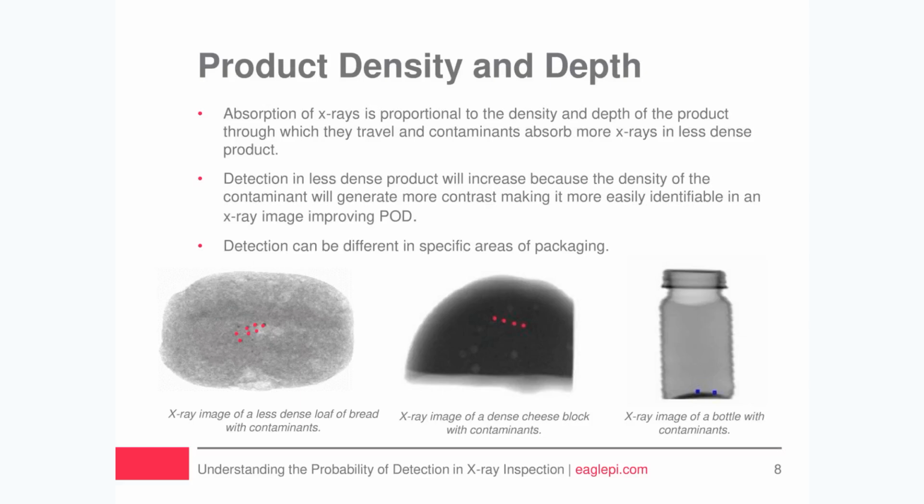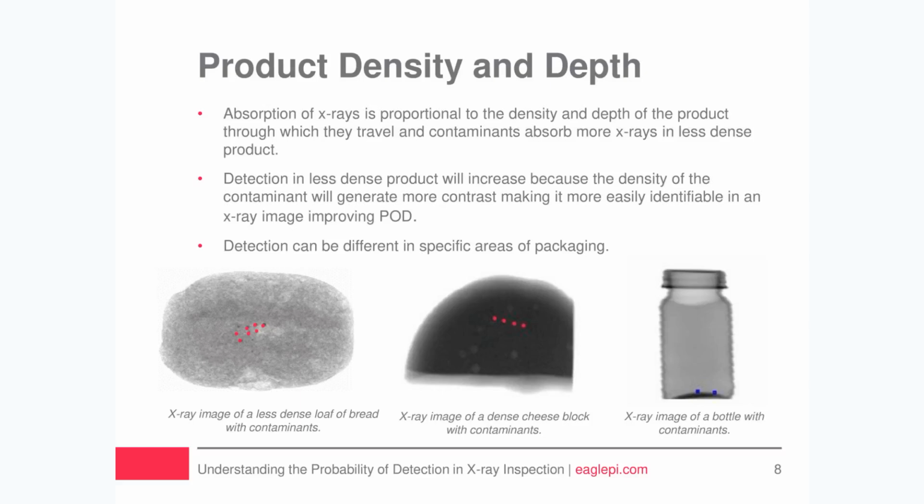Two examples would be contaminant detection in a low-density bread loaf compared to a block of cheese, which is obviously much higher in density. Both of these items have similar depths, yet very different densities, as you can see in the slide. Therefore, sensitivity within the bread loaf will be better than that within the cheese block.